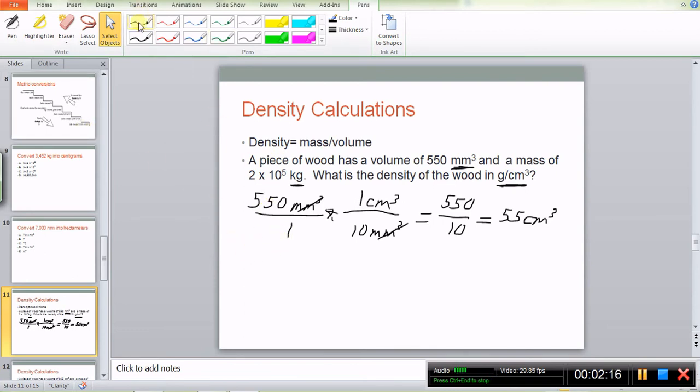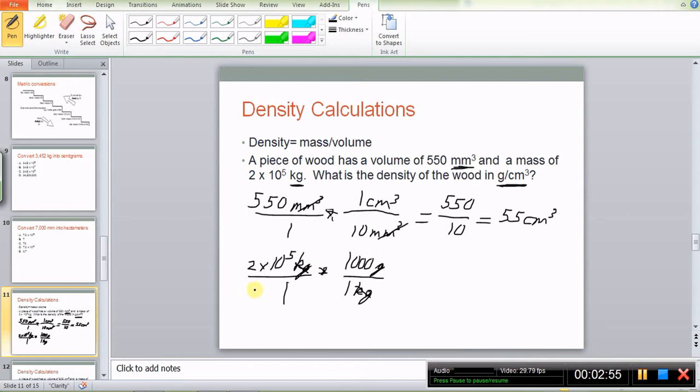Now we need to, where'd my pen go? 2 times 10 to the 5th kilograms. And we need to go to grams. So if we're doing it my way, which is faster if you can do it this way, I know I need to go from kilograms to grams, and I know that in every 1 kilogram, there's 1,000 grams, right? And I put kilograms on the bottom because I want to cancel that out. It's on the top, right? So kilograms on the bottom, kilograms on the top. Cross them off, we're left with grams.